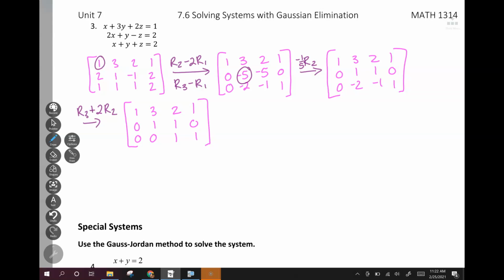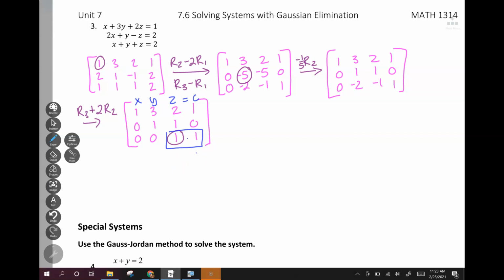All right. Now, the next thing that you would want to do is get a 1 in that third row, third column. But that actually already has a 1 in it, so we don't need to do anything else. So now, what you have, if you look at this part right here, remember this is x, y, z equals your constant. You actually have z equals 1. That's what that tells you. So now that I know z equals 1, I can substitute that back in to solve for other variables.